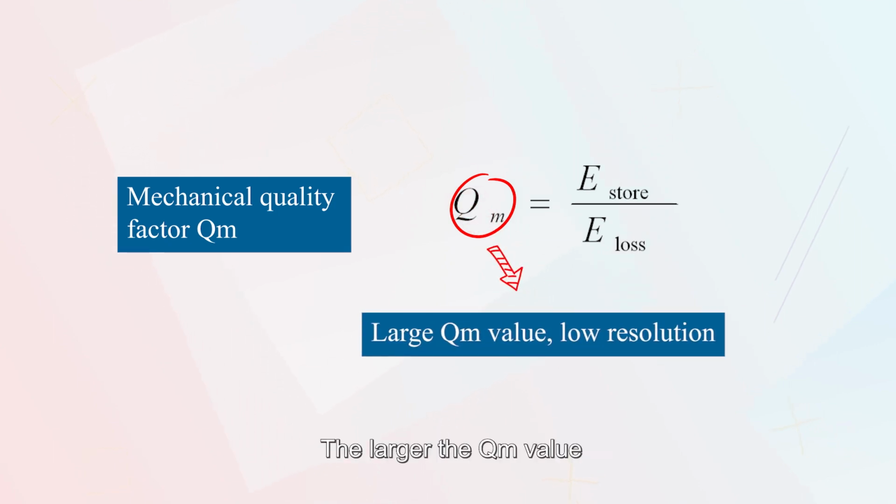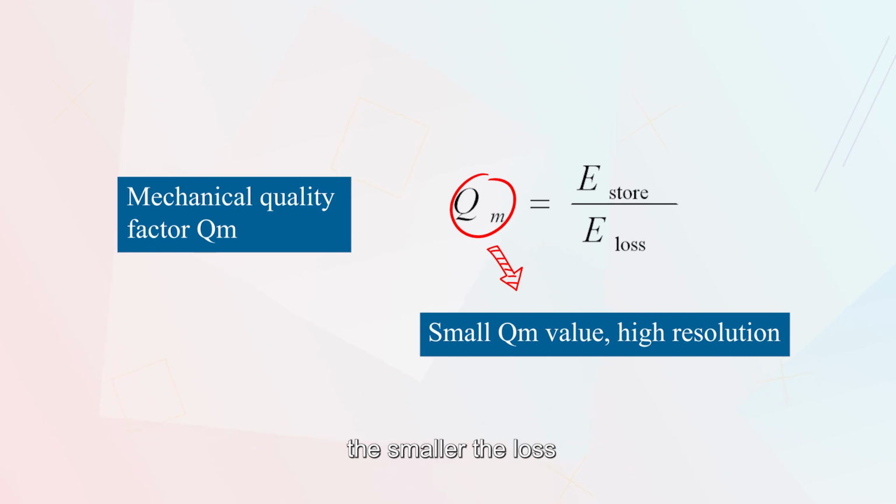The larger the Qm value, the smaller the loss. The longer the wafer continues to vibrate, the larger the pulse width and the lower the resolution. Conversely, the smaller the Qm value, the larger the loss, the smaller the pulse width, and the higher the resolution.